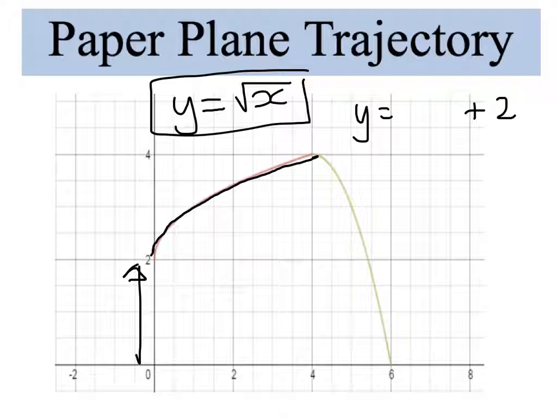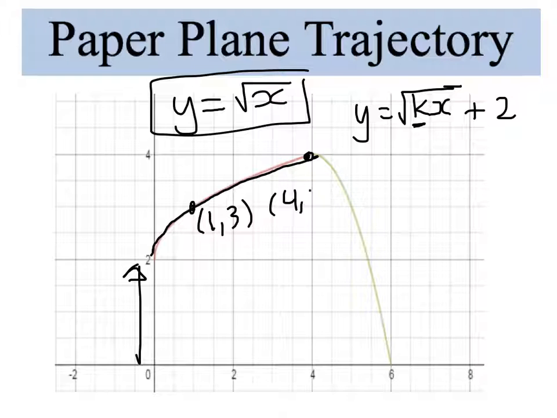The other thing I don't know is what's the squeezy stretchy factor. There's no sideways shift, so I don't need to worry about that. We can model this like this: y is equal to the square root of some squeezy stretchy factor times x, plus 2. So we can put some points in. We've got a point here which is (1, 3). Then the next blobby point is going to come at (4, 4). So let's work with (1, 3).